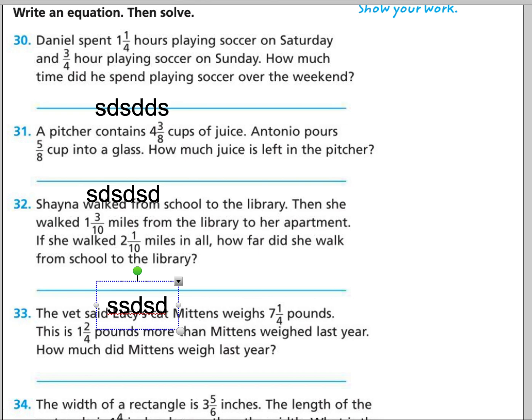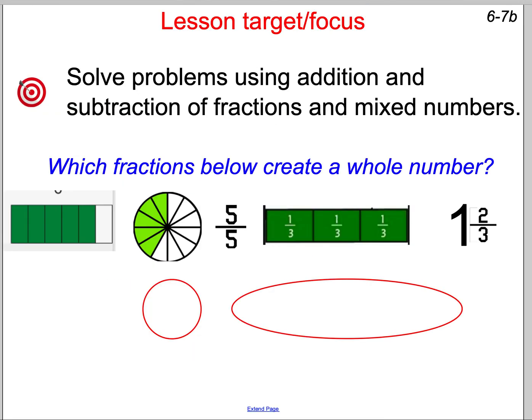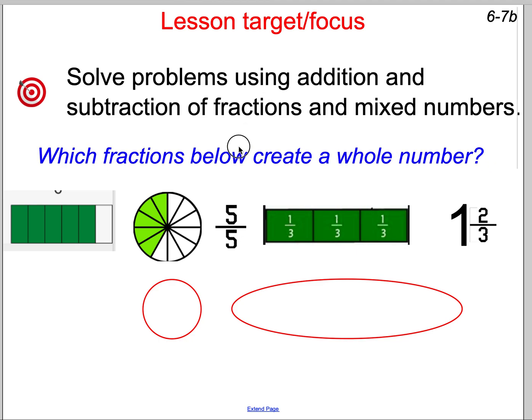So let's get down to business. Today's focus is solving problems using addition and subtraction in mixed numbers. So that's what we're going to learn about today in terms of using them in word problems, and we're going to do some reviewing.